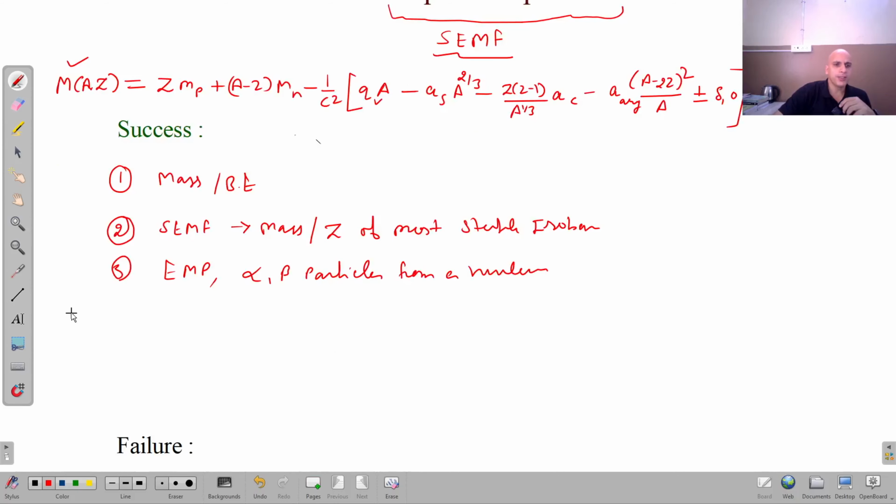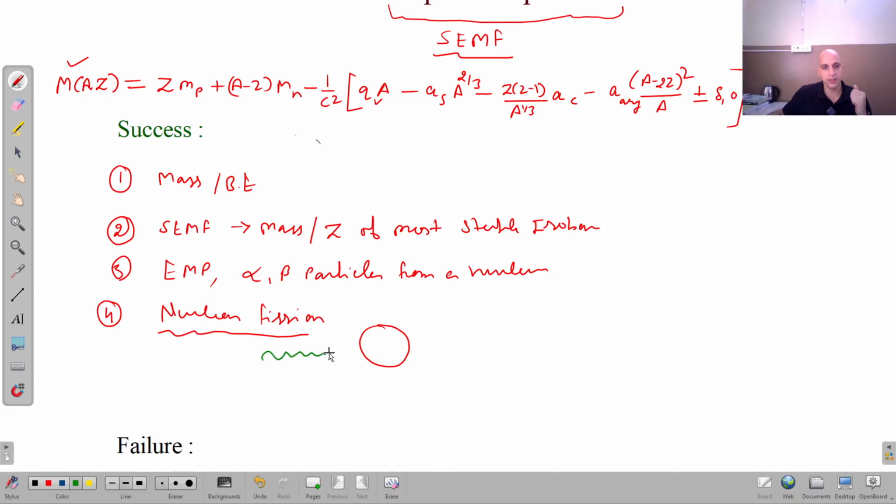The most important success of this liquid drop model and semi-empirical mass formula was nuclear fission. Nuclear fission, we know very well, is the process in which a heavy nucleus, when it is attacked by a projectile, that is a slow moving neutron, splits into two lighter nuclei, right.